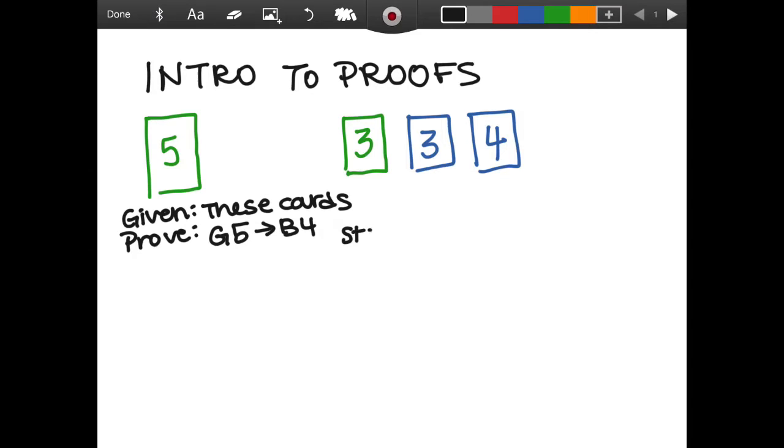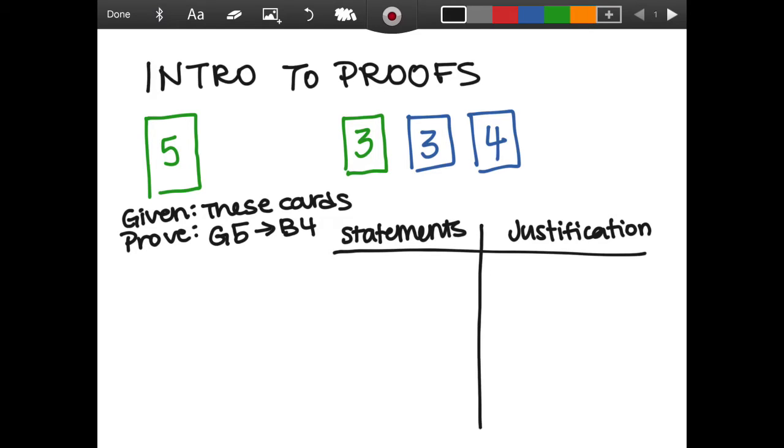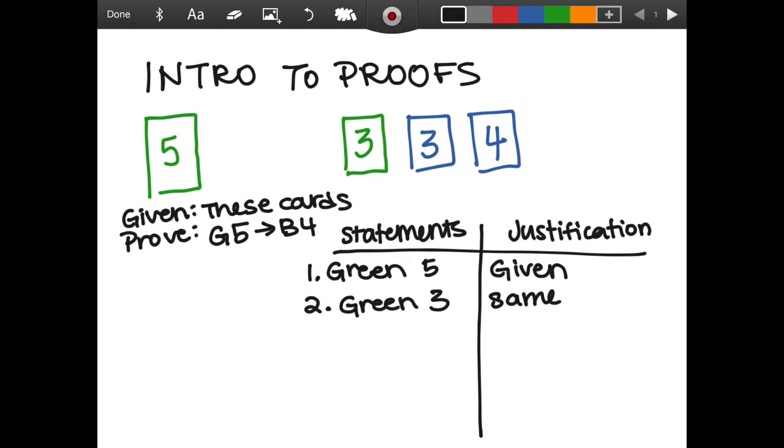So the way we normally do this is we make a chart. One of the columns is going to say statements and the other one's going to have justifications. So in each column we're going to make something. For example, statement 1 can say green 5. I'm just going to start with a green 5 because that's what I'm given. Step number 2 is I can play a green 3 because it's the same color. Those are the rules. I can only justify according to the rules that I'm given.